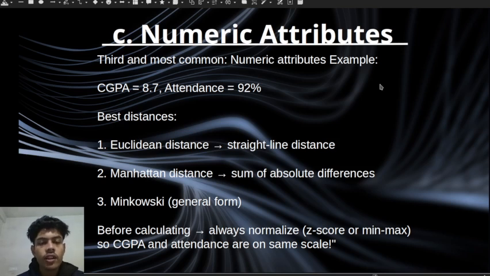And C is numeric attributes. The third and most common numeric attribute examples are CGPA and attendance, where distance can be calculated using the Euclidean method, Manhattan, Chebyshev, and Minkowski distance. And we will discuss this in our next video also. We will define all the formulas and calculate this. We have a question for that in our next video.